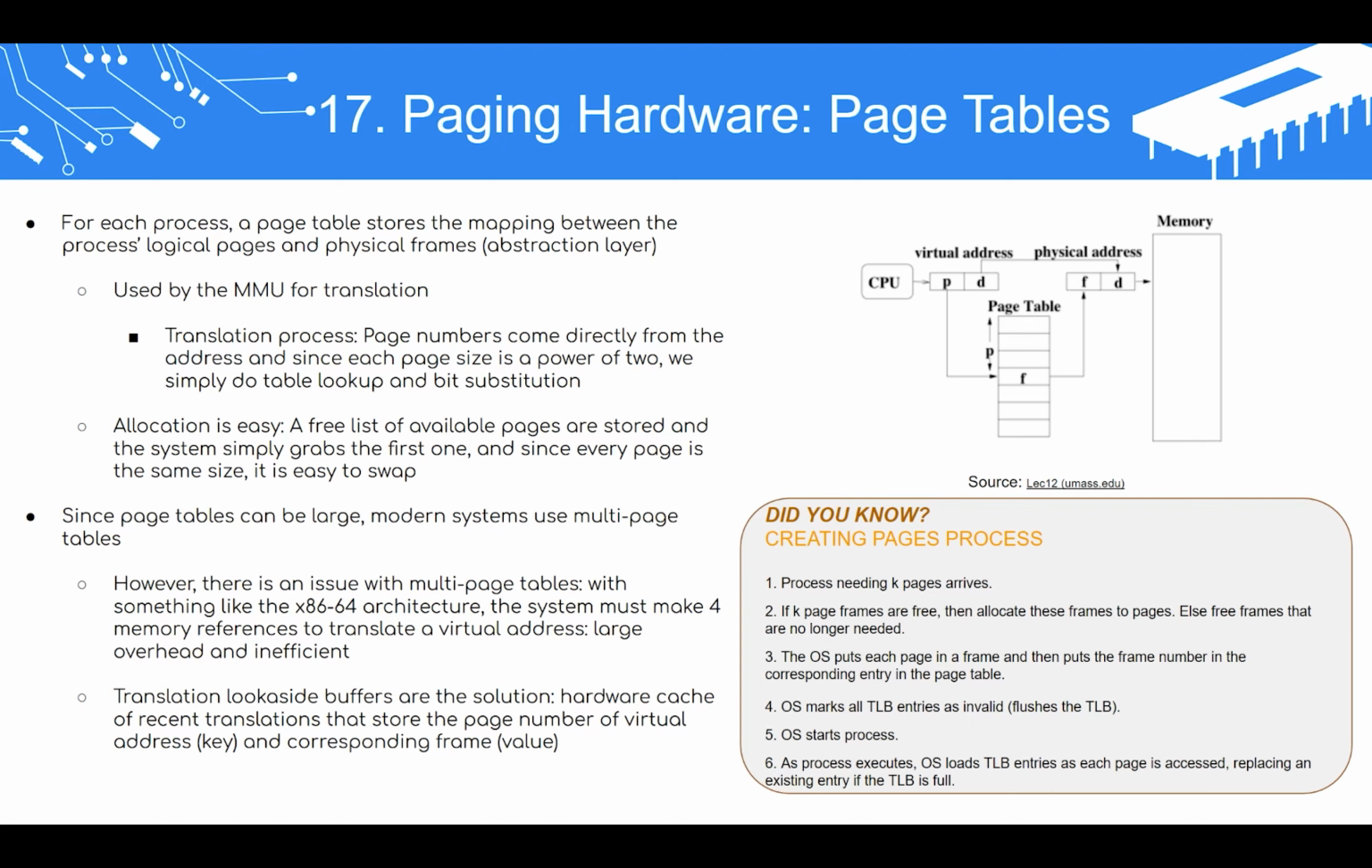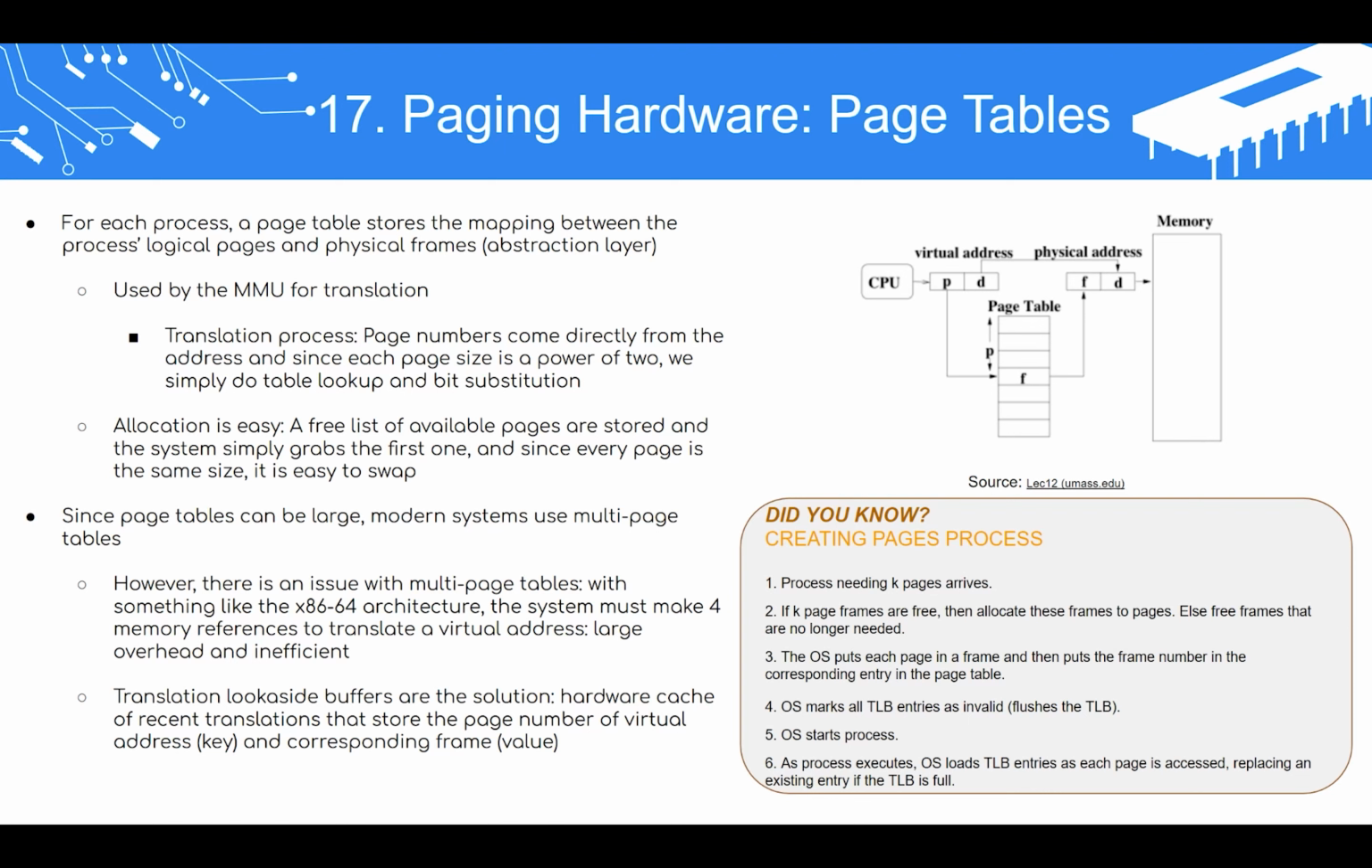Since page tables can be large, systems use multi-level page tables and TLBs. TLBs store a hardware cache of recent translations in the form of a key-value pair, where the key is the page number of the virtual address and the value is its corresponding frame.